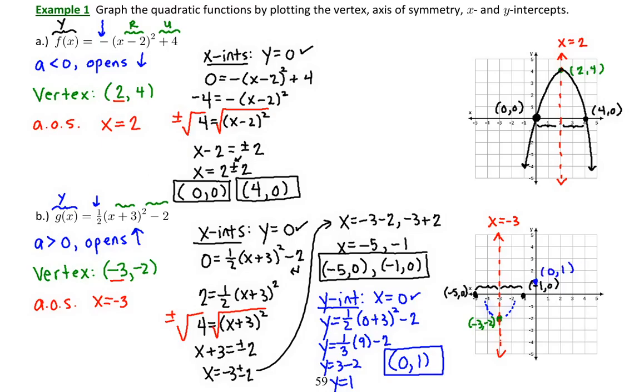So we can now sketch our graph. It's a little wider because remember, this coefficient 1/2 makes it half as tall as the parent function. So we get something that's a little wider than our first graph. So I'm going to go ahead and label my function, g of x. And once again, you can certainly check all of those points with your calculator.